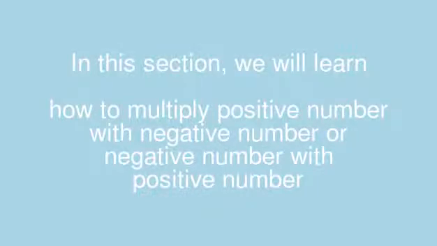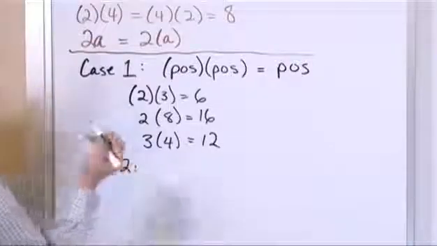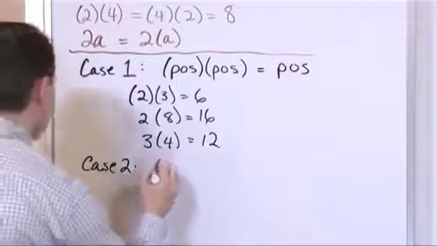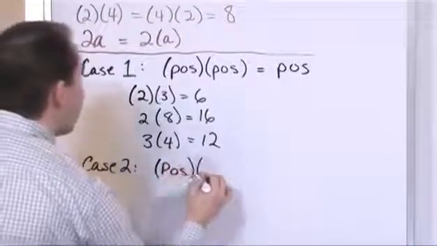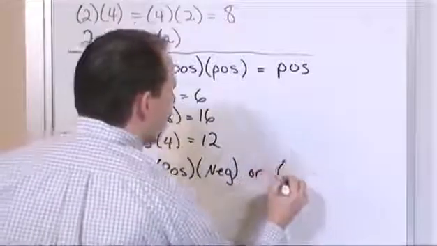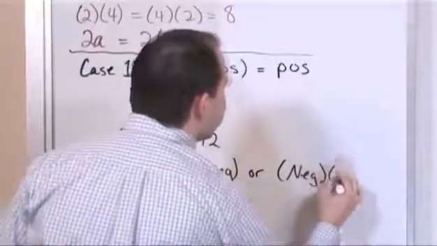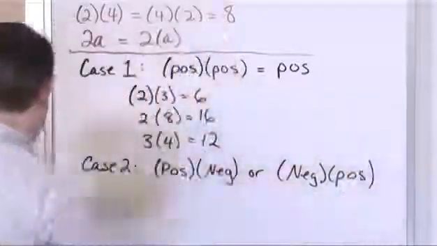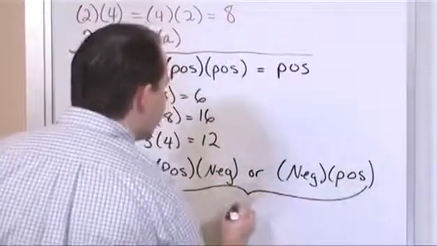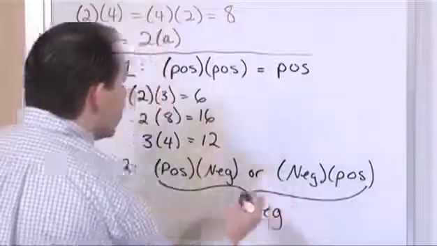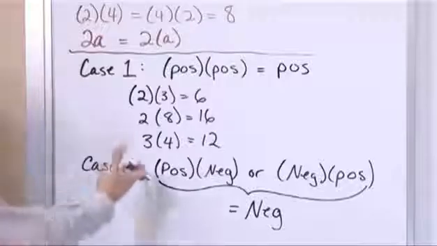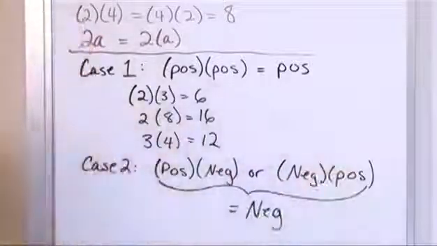Case 2, which is probably something you've never looked at until you looked at this course. If you're multiplying a positive times a negative, or a negative times a positive, if you're doing either one of these, then the result is always going to be negative. And that's really a good chunk of what you need to learn in this entire section. Positive times negative or negative times positive, you're always going to get a negative.